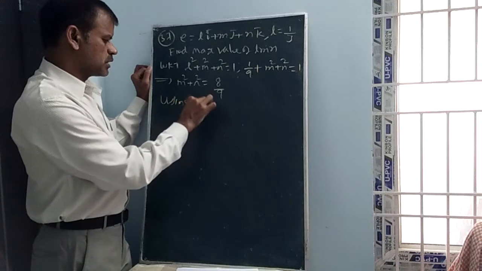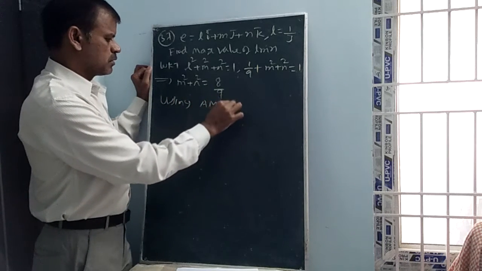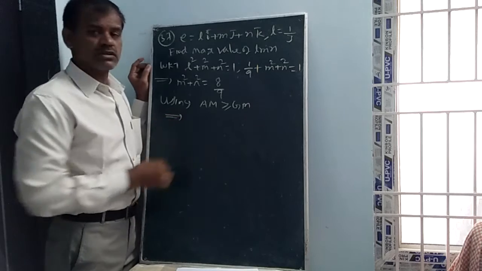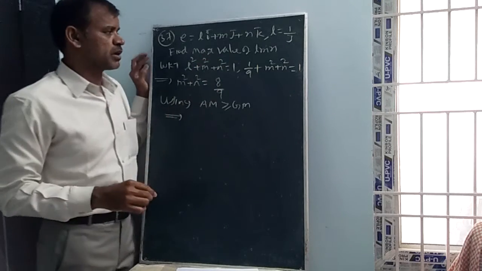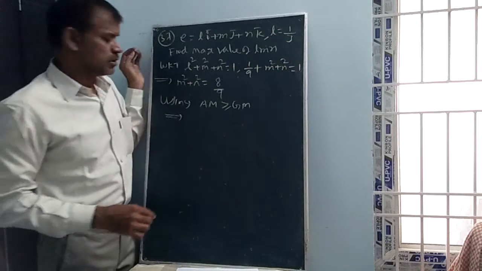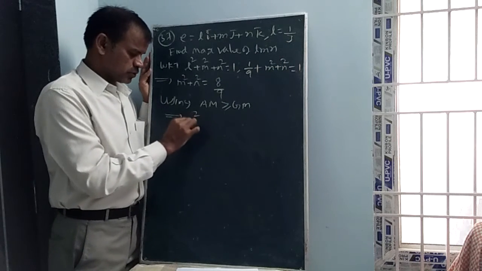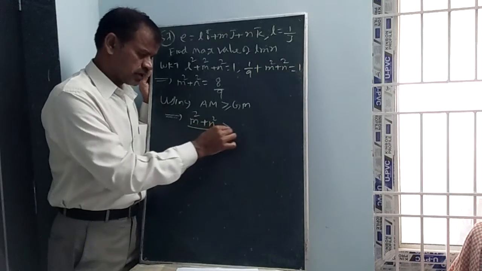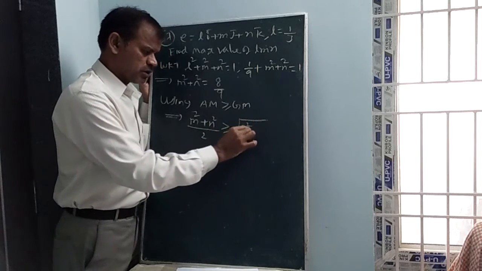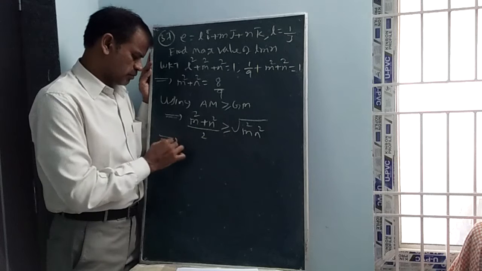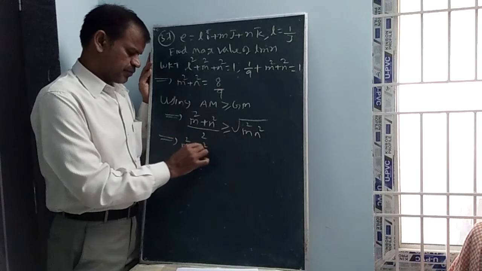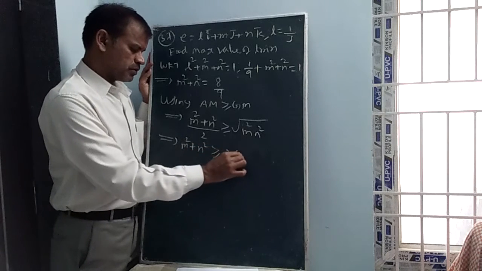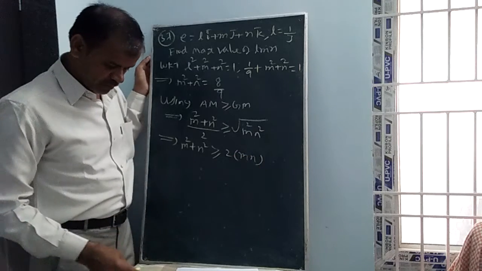Now using AM greater than or equal to GM, which we can use for any numbers. What is AM here? I am taking two numbers, M square and N square, because for L he has already given the value 1 by 3. So M square plus N square by 2, because it is two numbers, is greater than or equal to the square root of M square N square. That implies M square plus N square by 2 is greater than or equal to Mn.